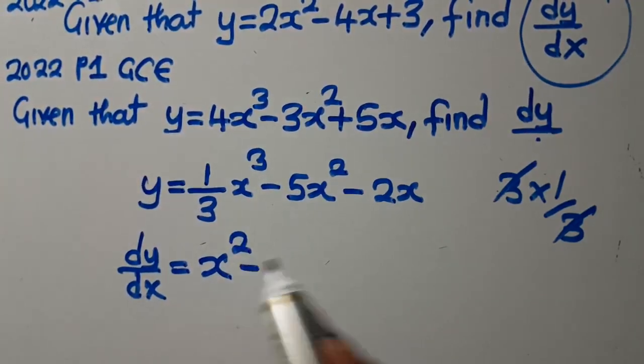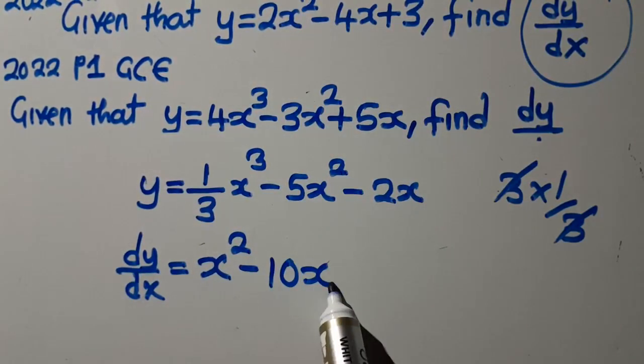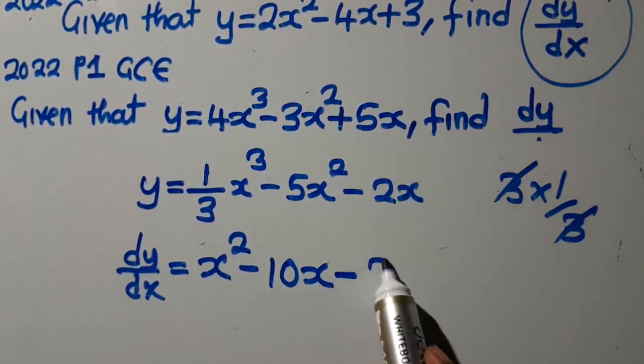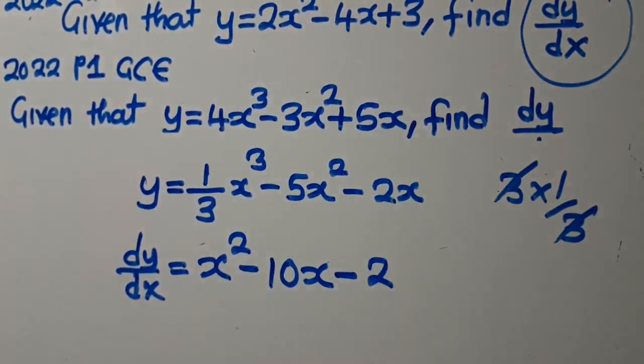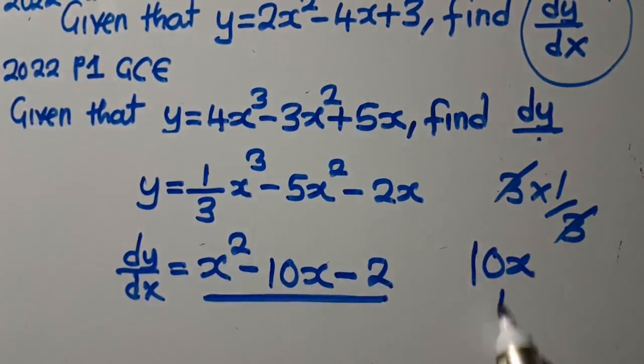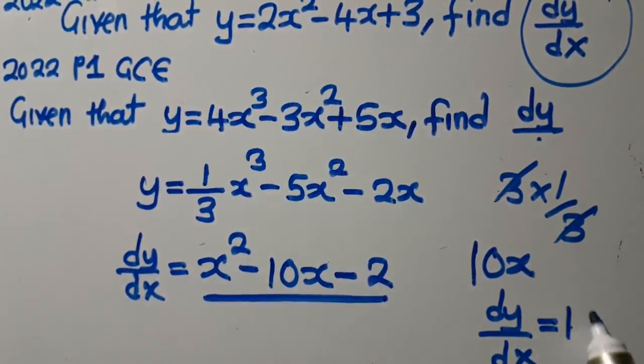2 minus 2 times 5, that is 10. So 10x. Remove 1 means 1 minus, differentiation of that, it is 2 when you differentiate that. So this is your answer. So if you are told to differentiate 10x, dy/dx is what? It is 10.